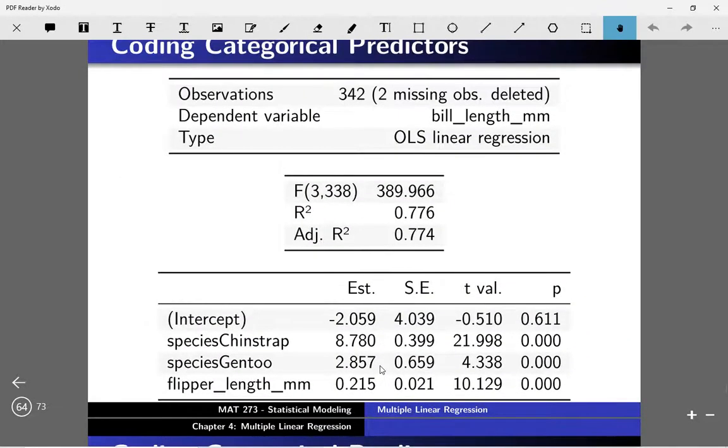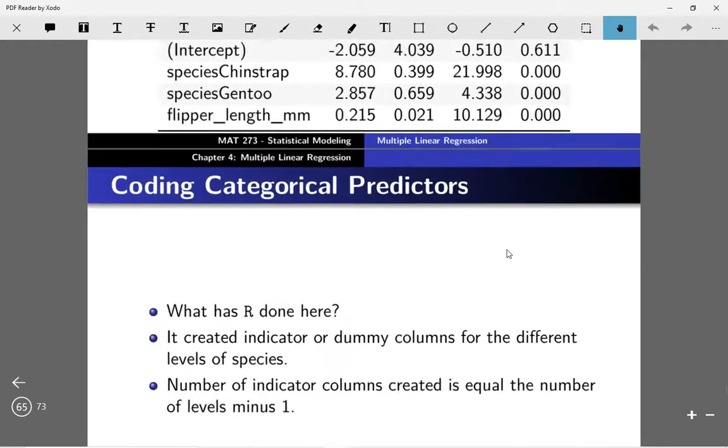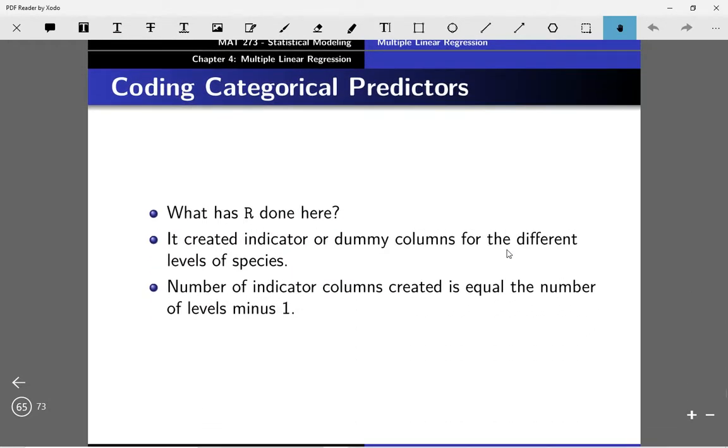In other words, we can still find the predicted value for a penguin that is an Adelie type penguin. We can get the predicted bill length. What we then do is just set species Chinstrap equal to 0 for an Adelie penguin, and species Gentoo is equal to 0 for an Adelie penguin. Whereas for a Gentoo penguin, species Gentoo is equal to 1, and species Chinstrap is equal to 0. We'll look at that a little bit more when I write out what these explanatory variables look like.